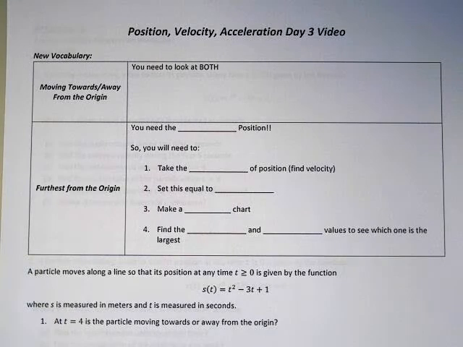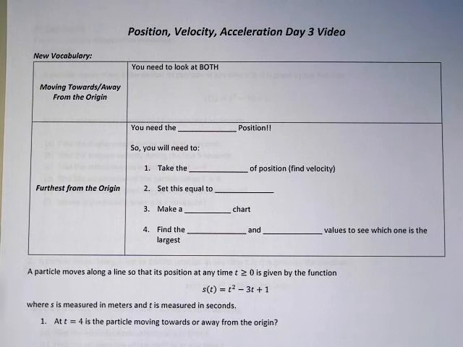Hi everyone, this is the last video for position, velocity, and acceleration. So we're going to talk about two really important things here. We're going to talk about when a particle is moving towards or away from the origin, and then we're going to talk about how to figure out when a particle is furthest from the origin. So let's go ahead and start, obviously, with the first one, moving towards or away from the origin.